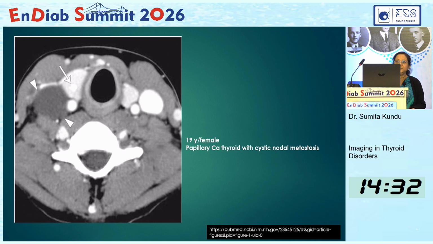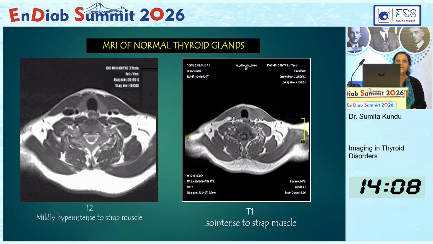This is a 19-year-old female with a known papillary carcinoma of the thyroid. The arrow over here is pointing to the small papillary enhancing lesion, papillary carcinoma. The right lobe is also enlarged compared to the left, and there is a cystic lymph node. So, in such a situation with the known papillary carcinoma of thyroid, we know that this is a cystic nodal metastasis.